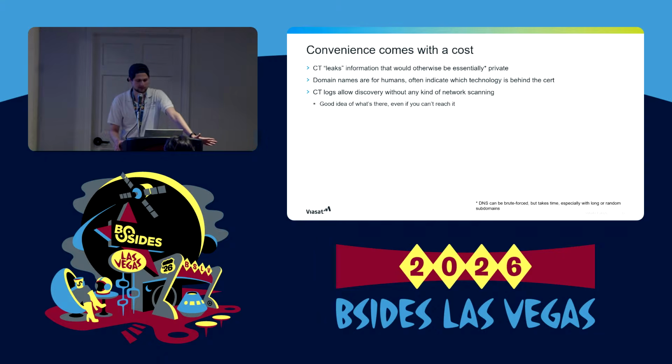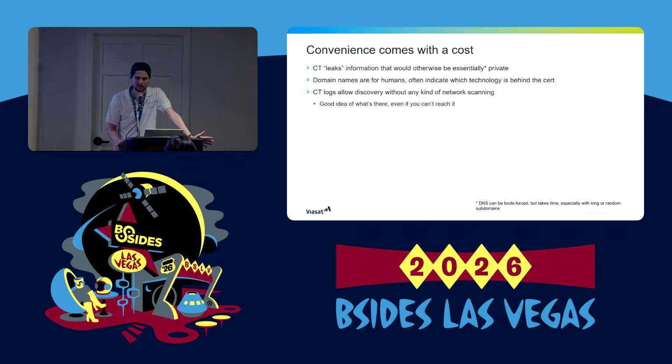Convenience comes at a cost. Certificate transparency leaks information that would otherwise be essentially private. So caveats there: leak, do you care? Maybe you don't. Private or essentially private. DNS can be brute forced, right? Anything that's in here you can find because it's public DNS. It just takes time. And if you have a word list or a really deep knowledge of what the company is, you could probably guess out their whole domain space anyway. But especially with long or random subdomains, it takes forever.